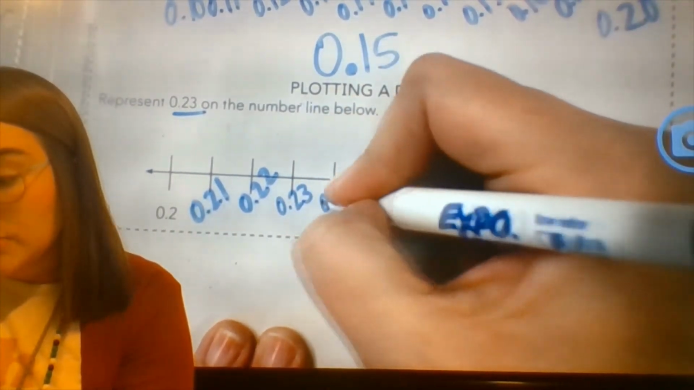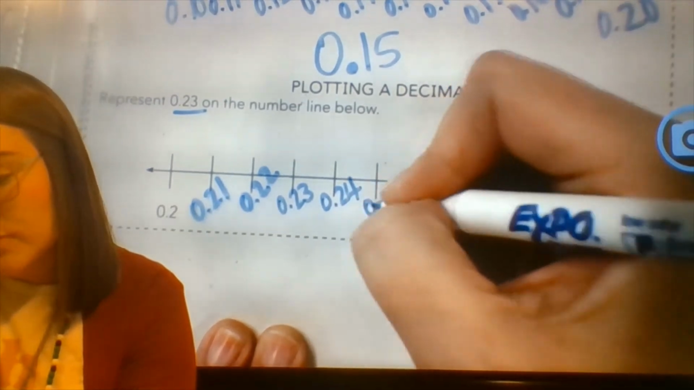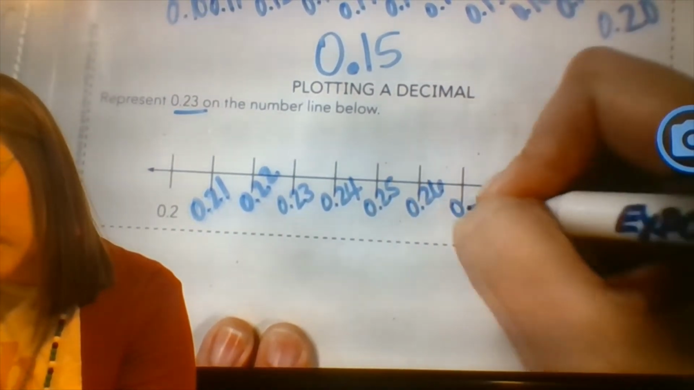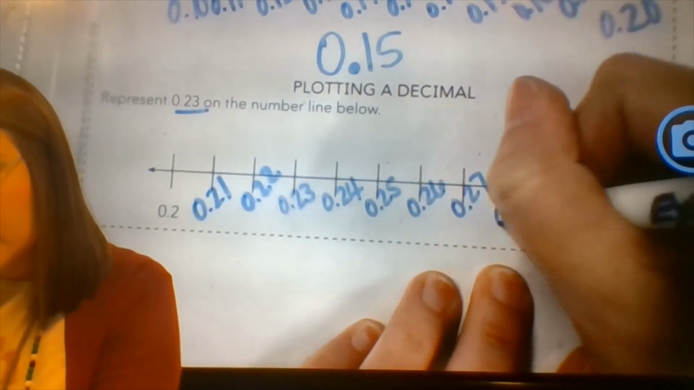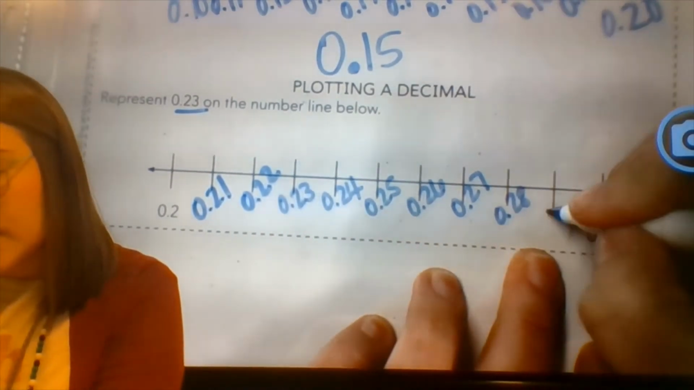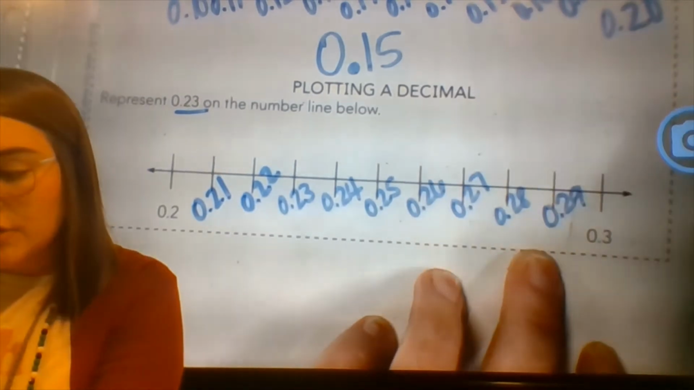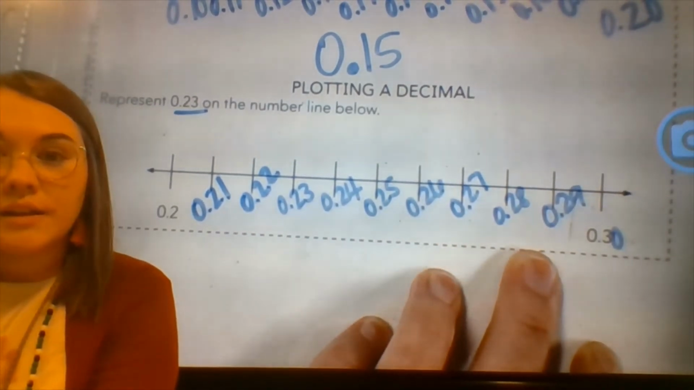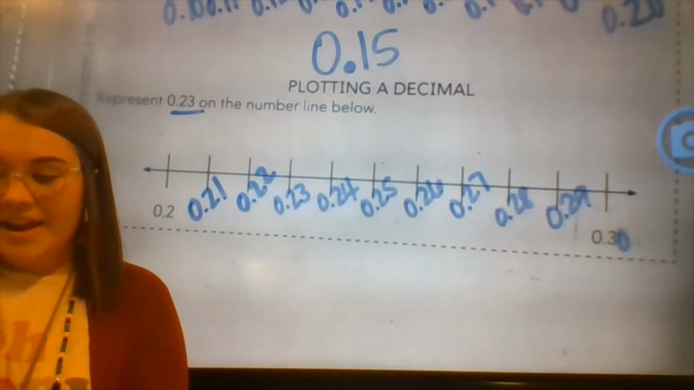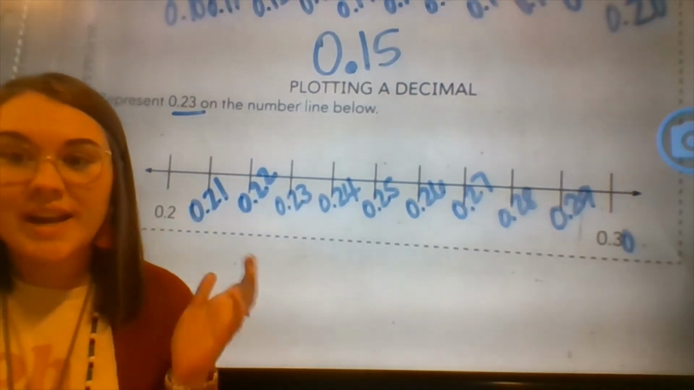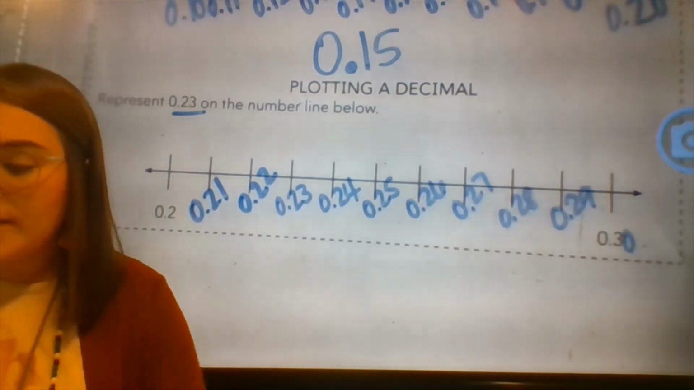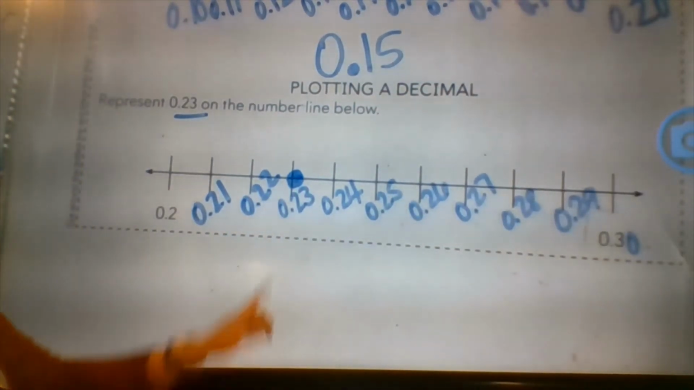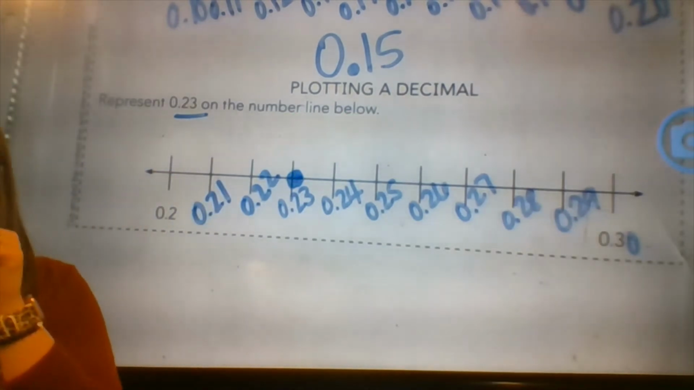23 hundredths, 24 hundredths, 25 hundredths, 26 hundredths, 27 hundredths, 28 hundredths, 29 hundredths, and then 3/10, or 30 hundredths. All right. So we have to represent 23 hundredths after we already labeled it, and we see that 23 hundredths is right there. So we put our little dot right there.